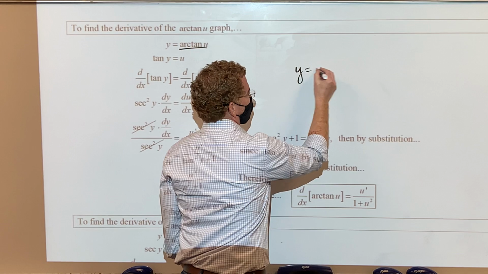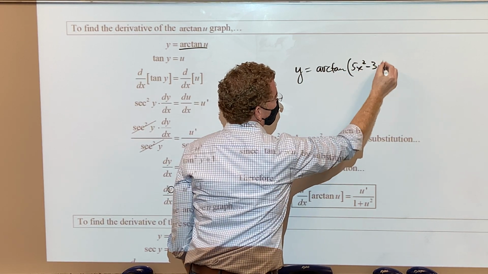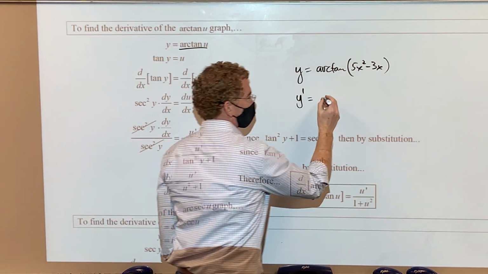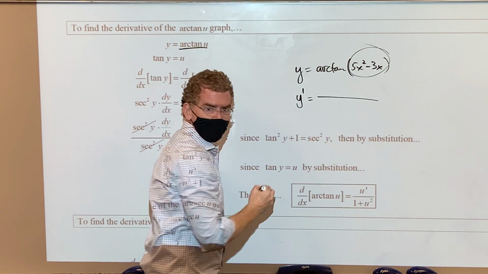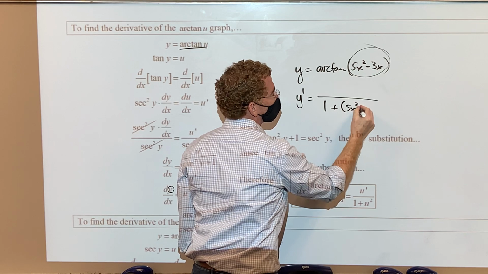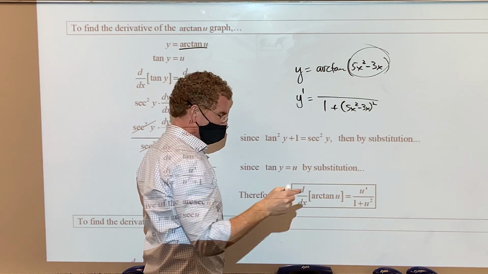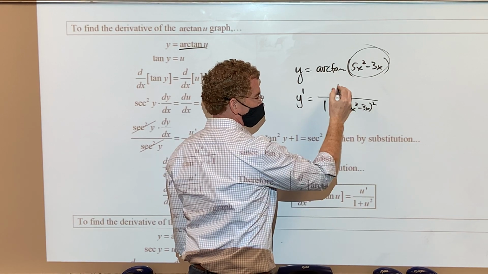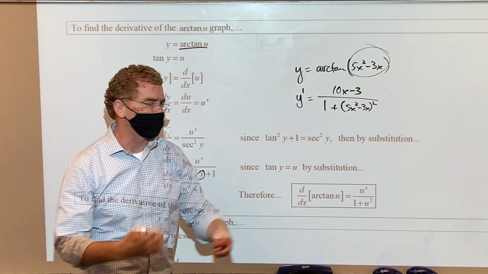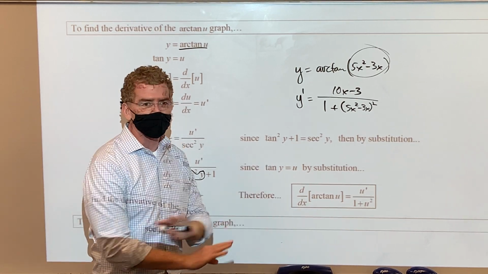If I give you y equals arc tan of 5x squared minus 3x, and I say, hey, what's the derivative? What are you going to do? You're going to identify the u, right? And go 1 plus that squared, and then what? Derivative of that, which is in the numerator. And if that's not an option, maybe you clean it up a little bit. So you can see the derivative of these, they are not complicated.